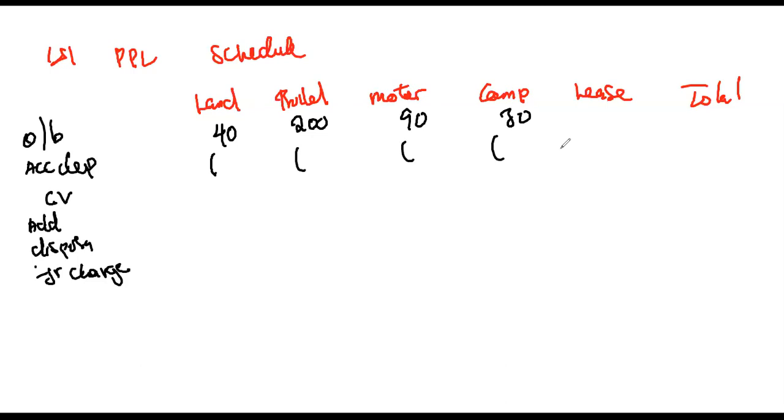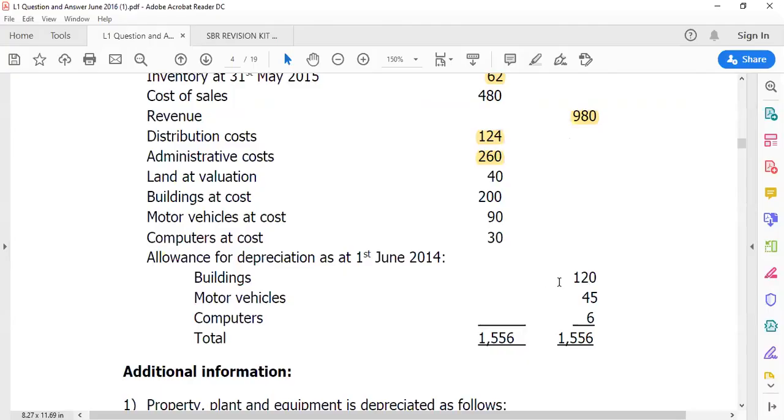Let's go. We'll bring the figures. These are extremely free figures. So we have for buildings, the allowance for depreciation accumulated per 1st June 2014, opening balances for depreciation. We have 120 for building, 45 for motor, 6 for computer. We copy those ones and paste them there. These are free marks. You can never fail a question for published accounts.